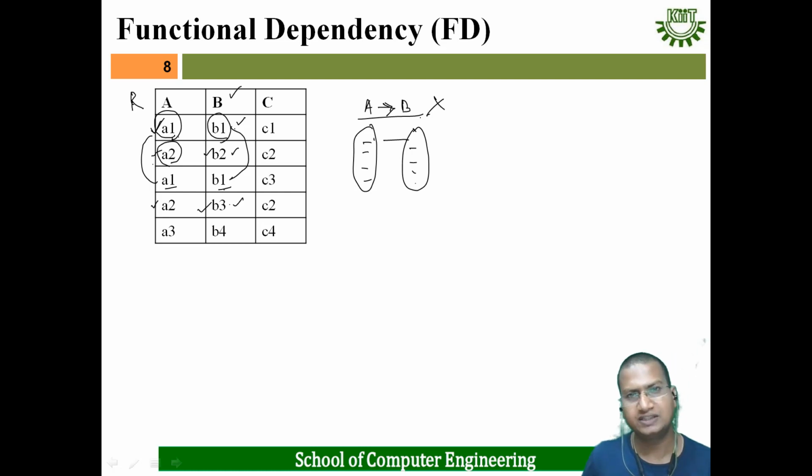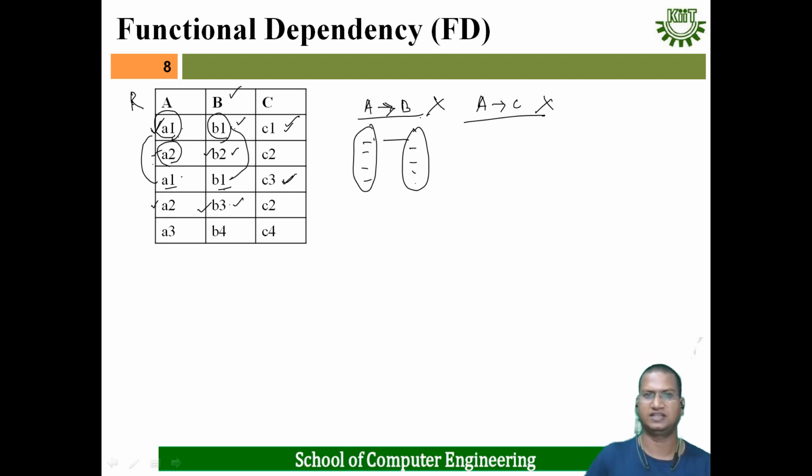Understood? Can we say A functionally determines C in this case? For each value of A, there must exist a single value in C. For A1, C1 is there. When A1 repeats here, C3 is there. That means we cannot say A determines C, because for A1 two values are there: one is C1, another is C3. A is not functionally determining C.